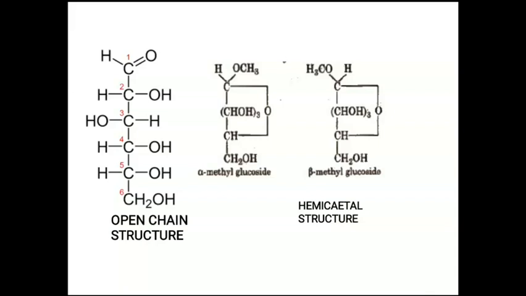So the first structure represents the open chain structure of glucose, whereas the other two structures here represent the hemiacetal structure of glucose. Now these reactions simply show that in the open chain structure of glucose there are 6 carbons in one chain. There is one aldehyde group. There are 5 hydroxyl groups. Out of those 5 hydroxyl groups, 4 are secondary hydroxyl and 1 is the primary hydroxyl group.